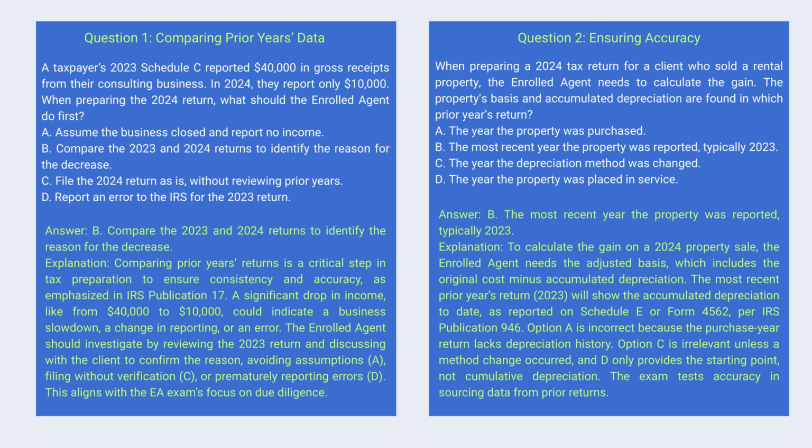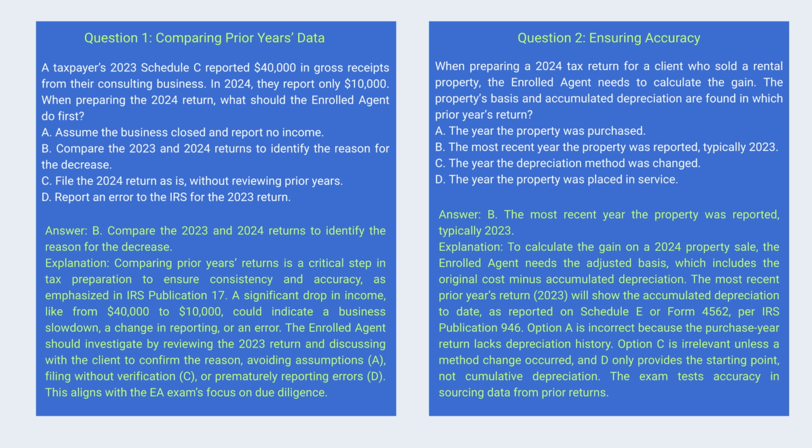Question number 1. Comparing prior year's data. A taxpayer's 2023 Schedule C reported $40,000 in gross receipts from their consulting business. In 2024, they report only $10,000. When preparing the 2024 return, what should the enrolled agent do first?